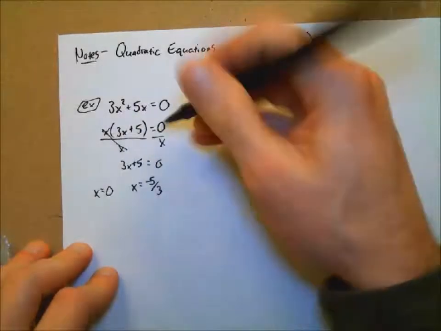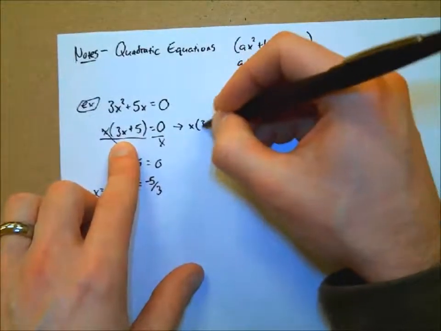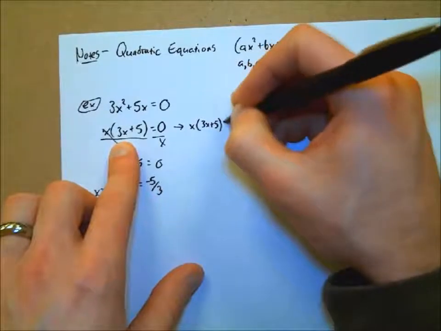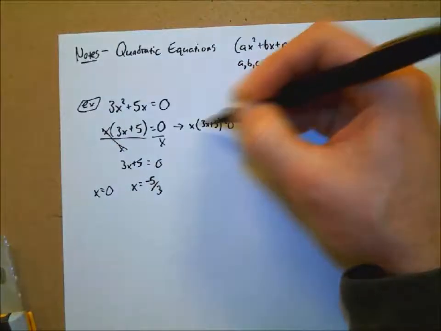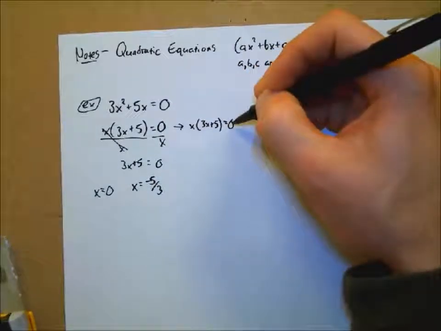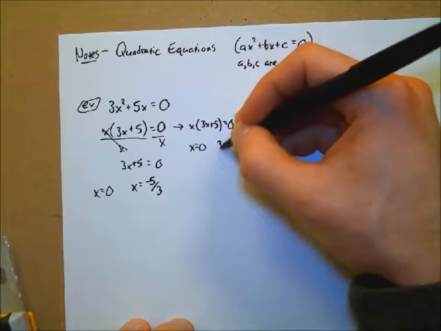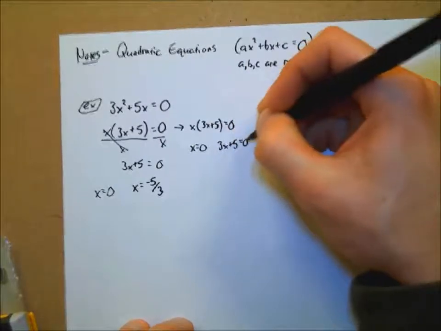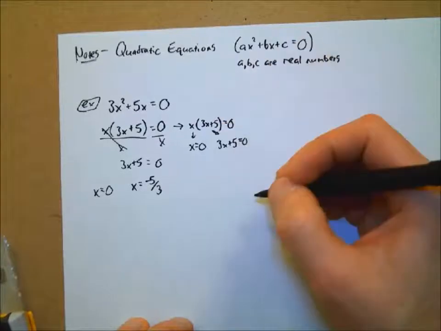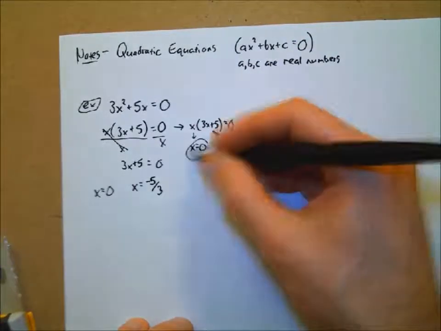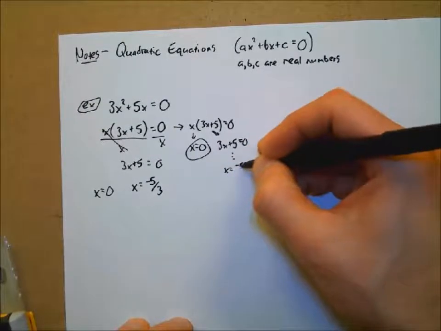So backing up to what we originally had: x times 3x plus 5 equals 0. Since we have two things here that multiply, we're multiplying these two things to give us 0. That means each one of these two things could be 0. And so we break it up into two equations and say, aha, there's one solution, and then we get our x equals negative 5/3.